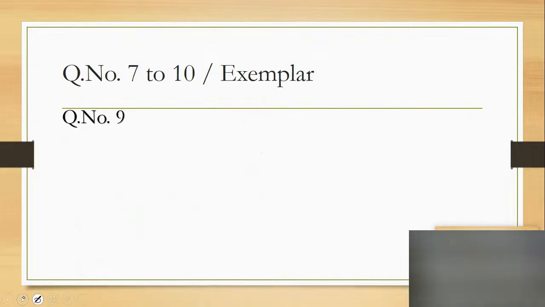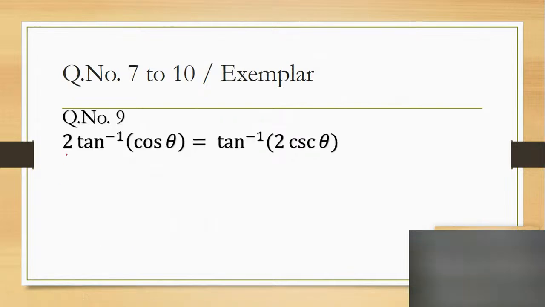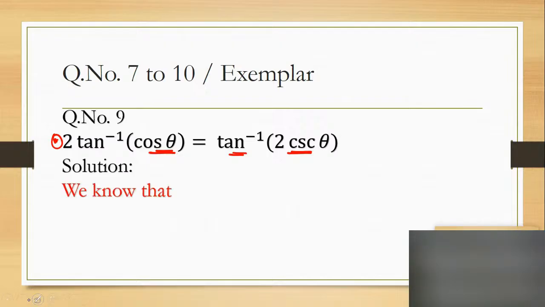So this is the question number 9. In question number 9, it asks us: 2 tan inverse cos theta equal to tan inverse 2 cosec theta. Then prove that theta is pi by 4. So let's see the solution.